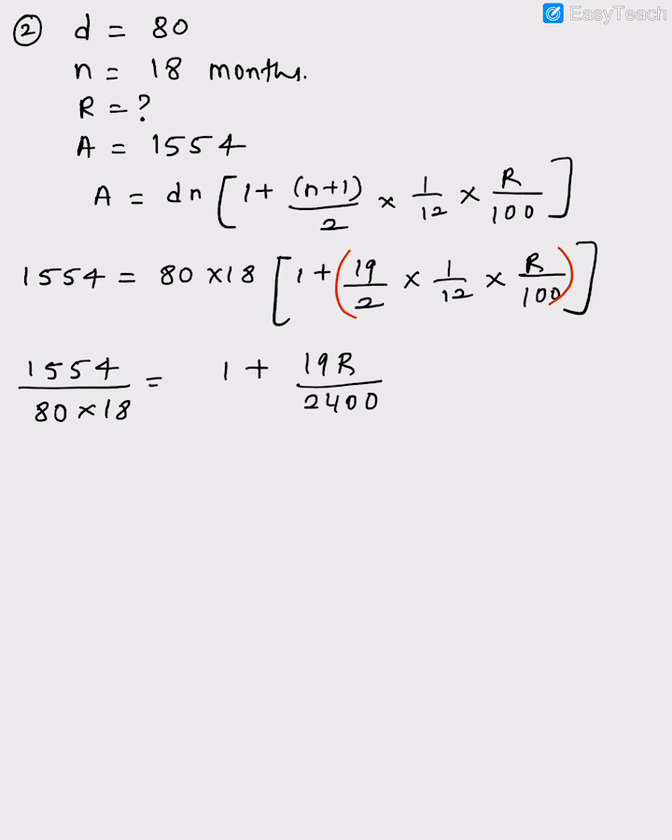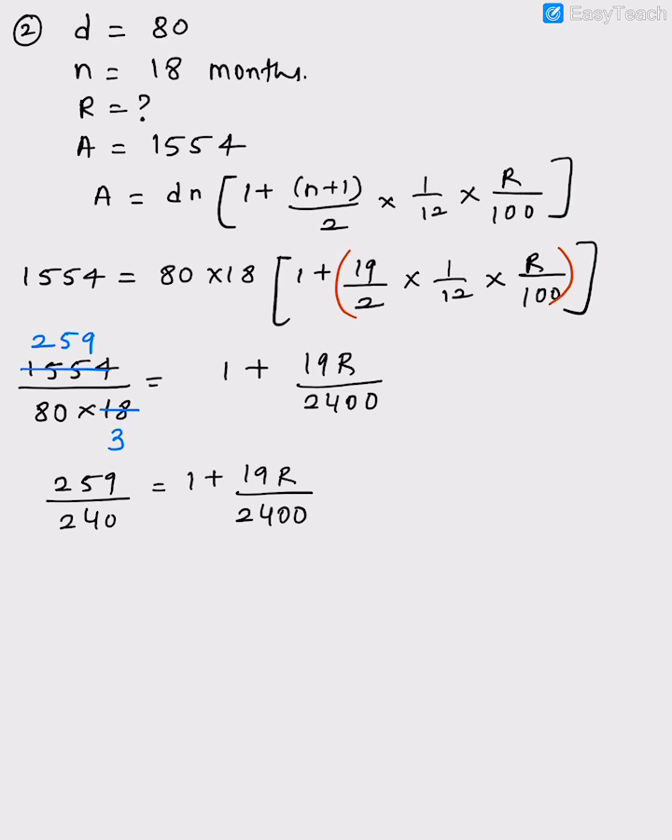Now, what we can do here is, let's start cancelling. 6 twos are 12, 6 threes are 18, 6 fives are 30, 6 nines are 54. So what we get here is 259 divided by 240 is equal to 1 plus 19R upon 2400. Now, how will you make this simpler?